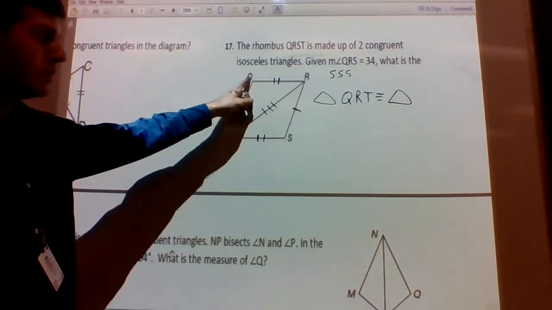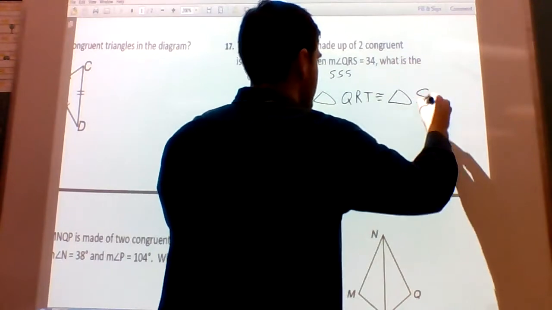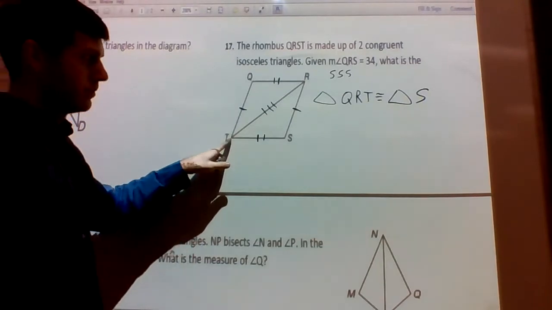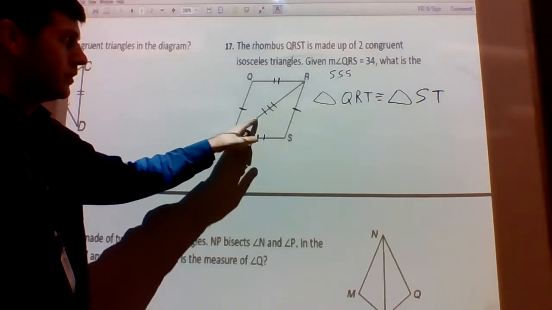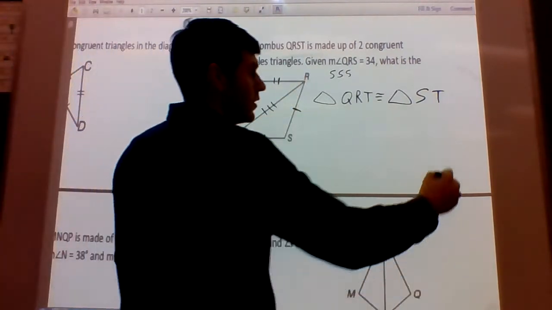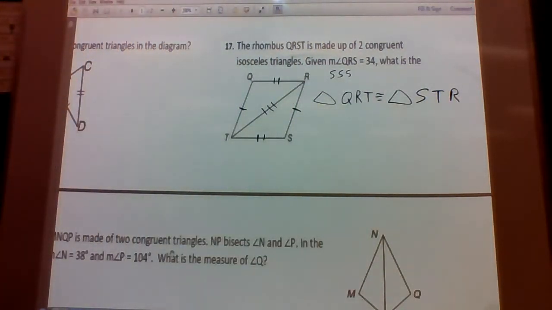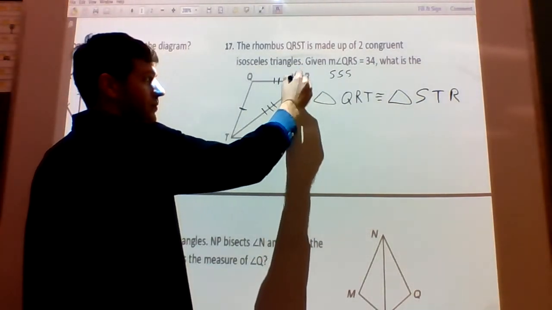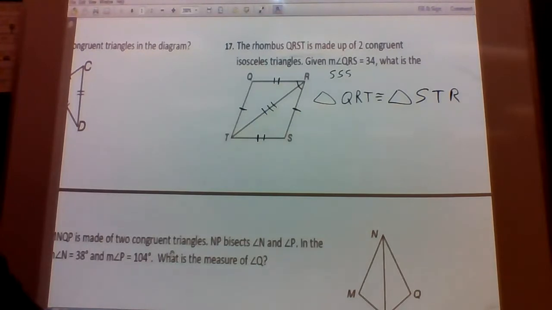So what's the corresponding piece to Q? It's going to be S, so between the 1 and the 2, S. R is between the 2 and the 3, so here between the 2 and the 3 is T. And then T is between 1 and 3, so between 1 and 3, we're going to have R. So again, 5 other ways we could have done this. We know QR, this is going to be 34, and we know this is going to be 34.